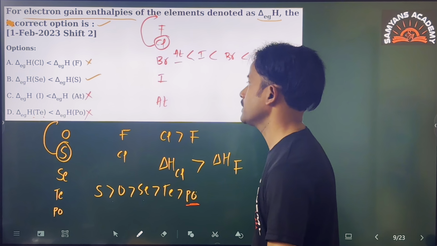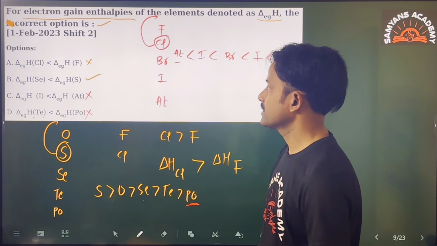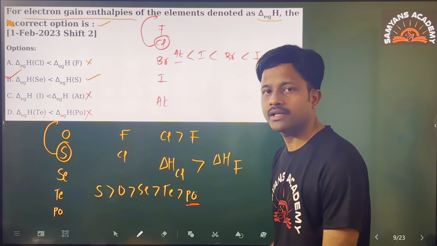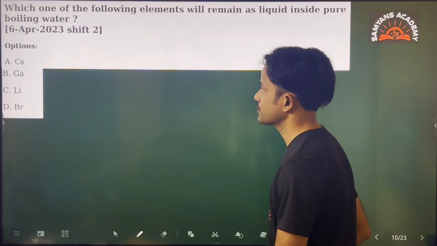But which one is the correct option among these four? The second option is correct. So option B is the right answer. Is it clear, everyone? Okay, then move on to the next question.